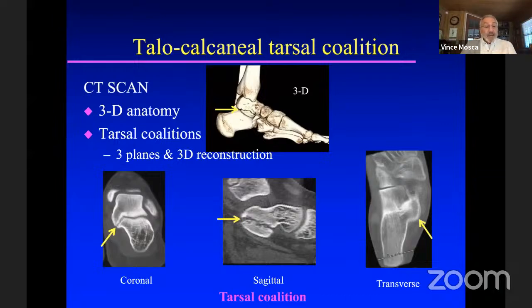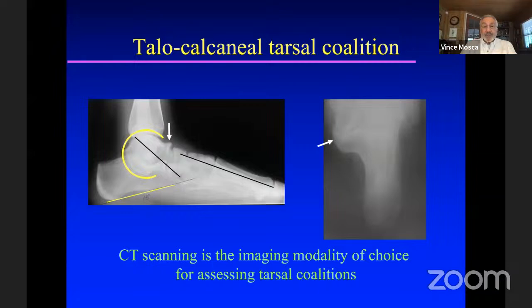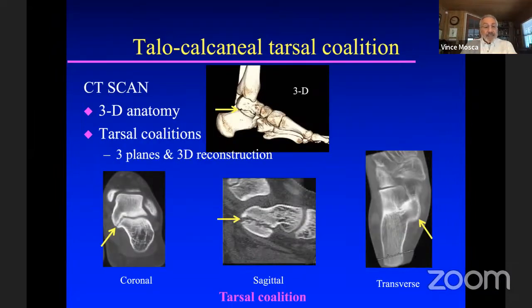On the lower left, easy to see, which you could barely see. I'm going to go back here. So look at that Harris view, because that Harris view is showing the same thing that the lower left coronal image on the CT shows. But there, you see the downsloping. You see the subchondral sclerosis. You see all the narrowing, all the things that say that's a middle facet fibrocartilaginous tarsal coalition.